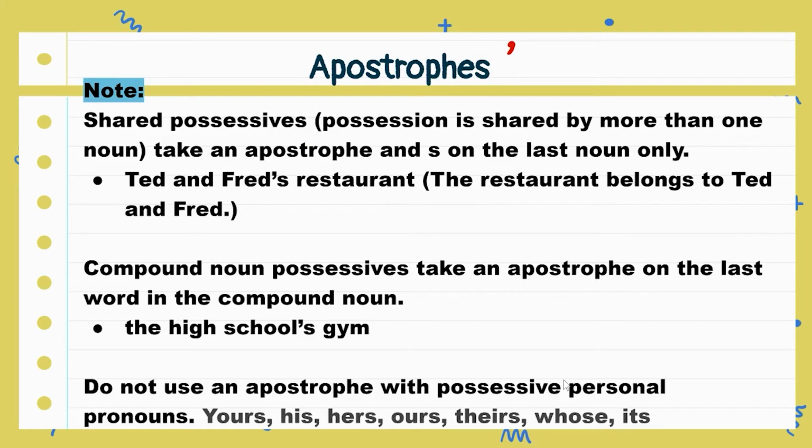Next one: when possession is shared by more than one noun, take an apostrophe and S on the last noun only. Ted and Fred's restaurant. The restaurant belonged to Ted and Fred. For example, the note.